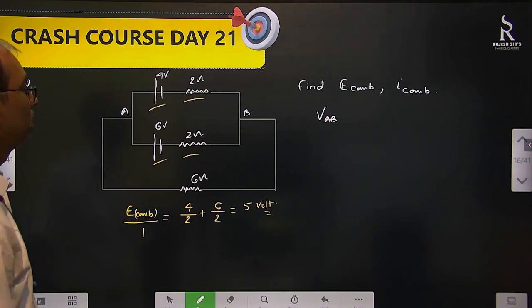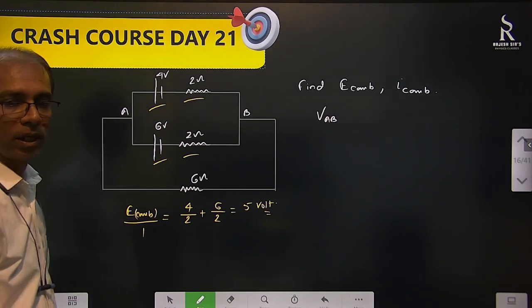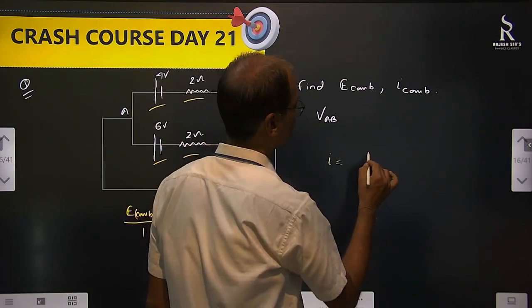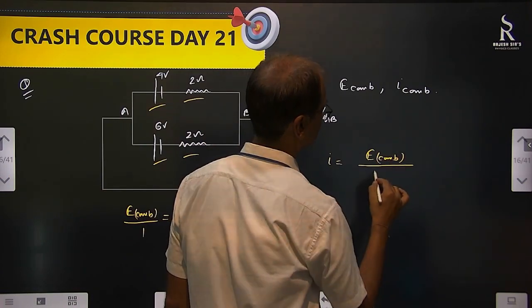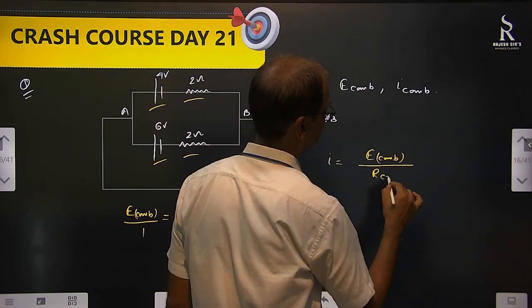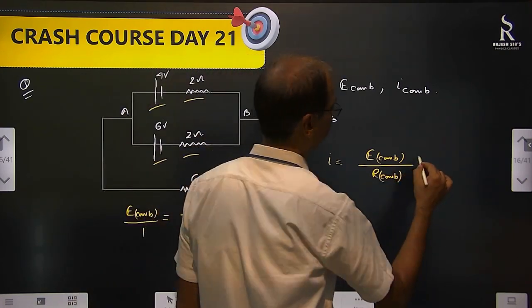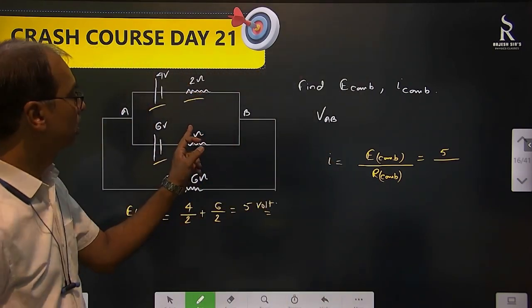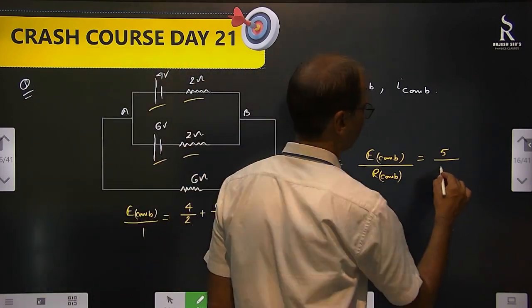Then what do we have? I of combination. I of combination is E of combination by total resistance, R of combination. E combination we already got, 5. Now R of combination is what? Now these two together are 1. 1 plus 6, 7. So I is equal to 5 by 7 ampere.